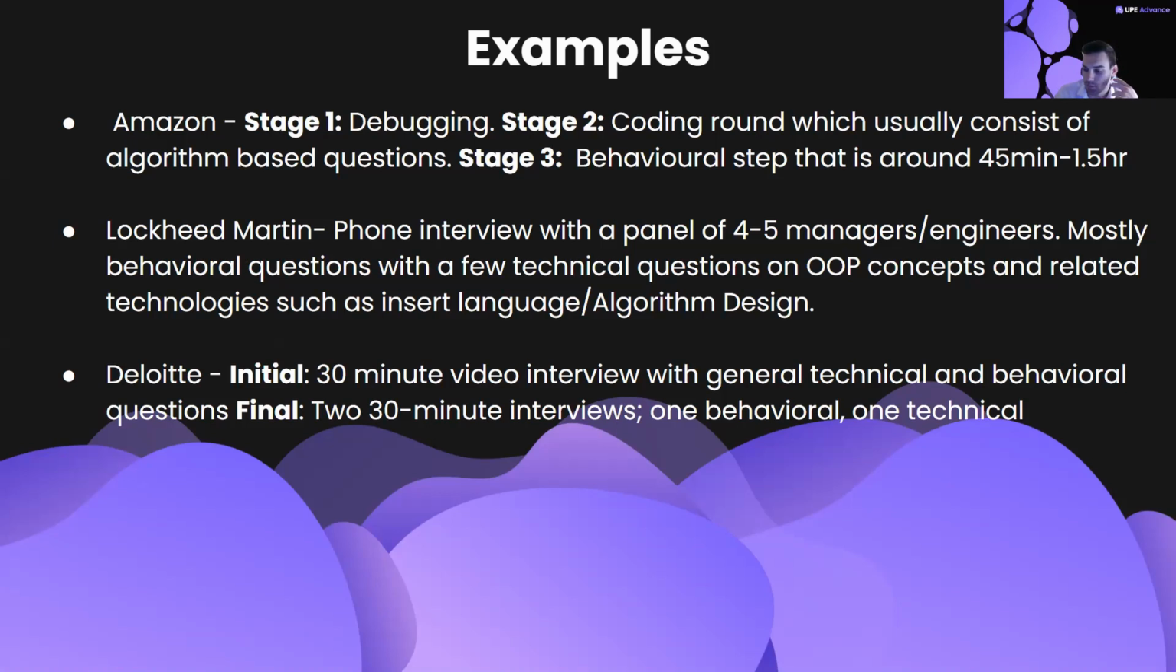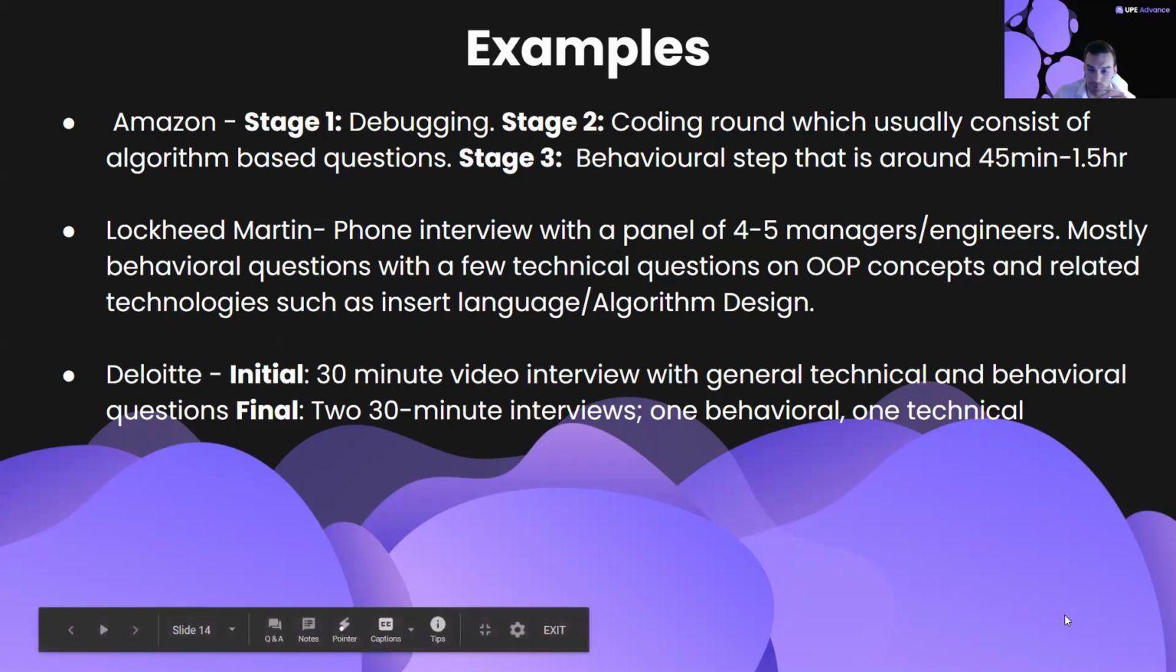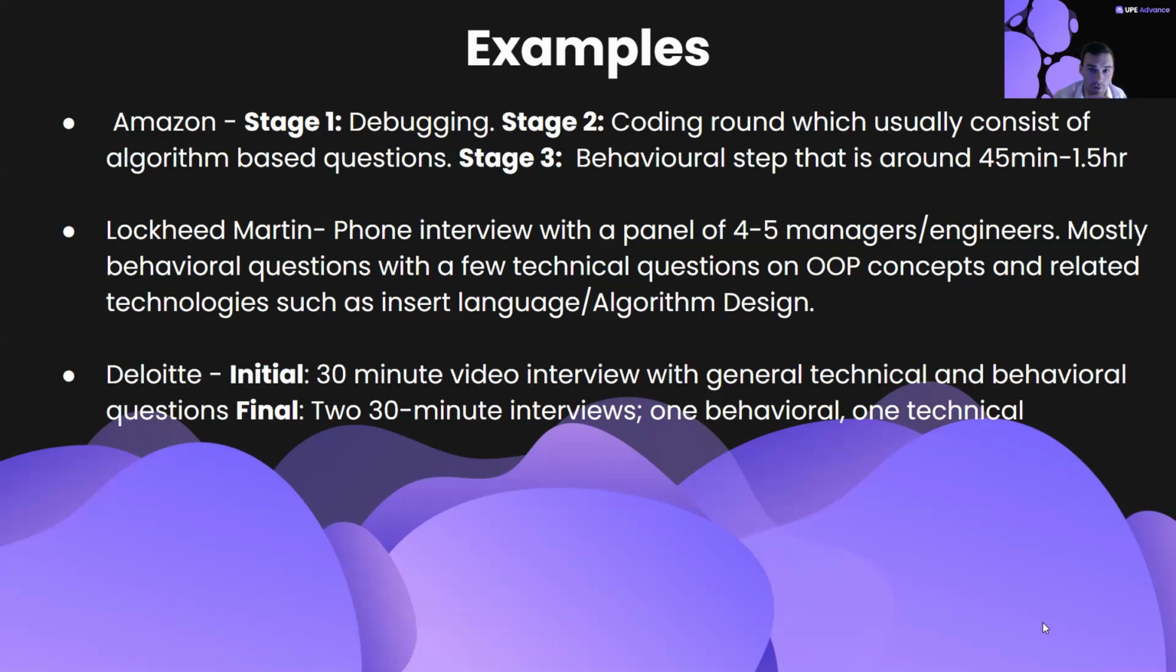You finish that, the computer will send you a link to a second coding round, which will just be algorithmic based questions like we went over a few slides ago. Boom, you pass that, you get a link by the computer for a third stage, which is the behavioral step. Now, this step is obviously done either in person or live through Zoom, because of COVID.